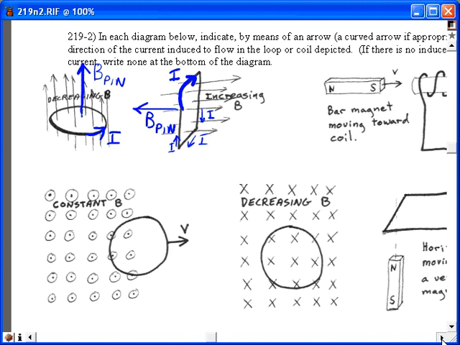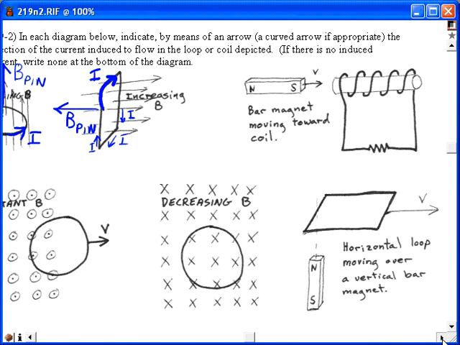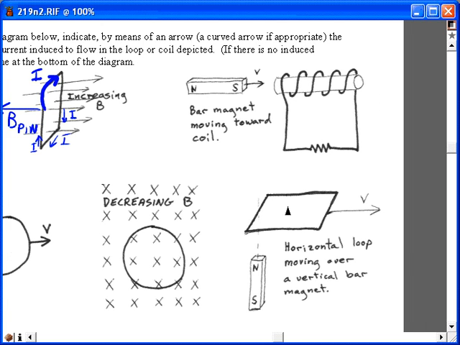Okay, let's move on to this third case. Oh, here's something more interesting in two ways. Instead of just a single loop, we've got a whole coil here, and on top of that, instead of just telling us what the mag field is doing, we've got a bar magnet which is moving. Okay, the bar magnet's got a magnetic field associated with it.